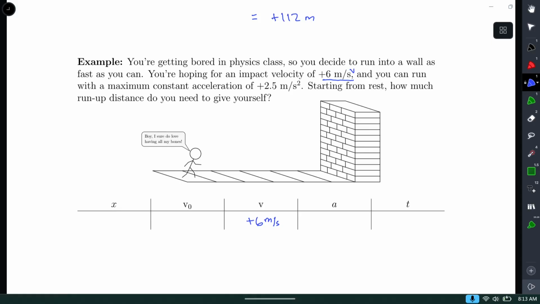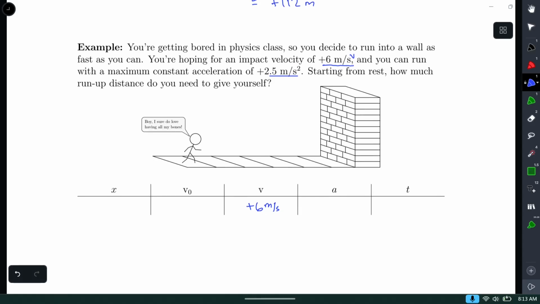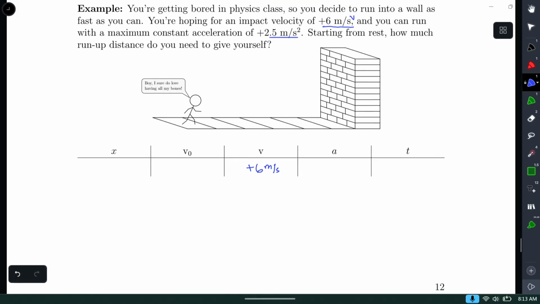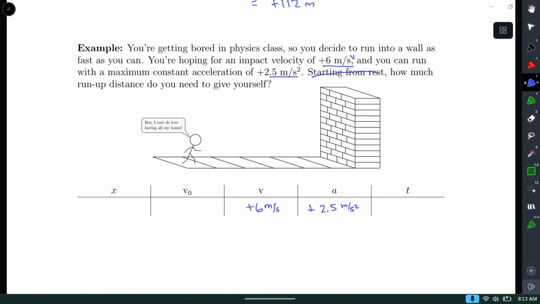We keep reading, and you can run with a maximum constant acceleration of 2.5 meters per second squared. Where does that go? Acceleration. Sounds obvious, I know, but again, I've seen many things, so just gotta make sure. So starting from rest, what's that tell you? Our initial velocity is 0. Yeah. So it's not always given as a number. Sometimes it's text, and you have to be able to infer. So that is starting from 0.